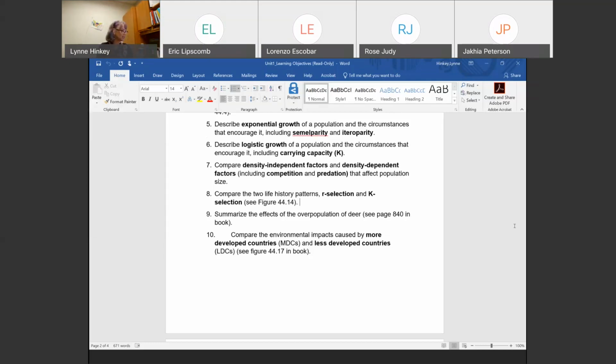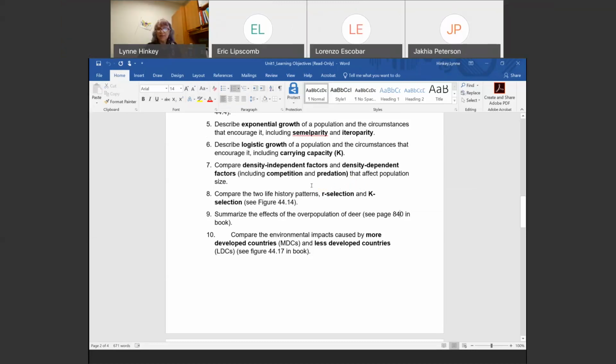Weeds are opportunistic species. That picture on page 839, figure 44.14. Again, if you see a specific figure or page number referenced in these learning objectives, make sure you go to that. So there's little or no care in these opportunistic species. They just want to get in there, take over as much as possible, with as great a number as possible. A few are going to survive, and we're going to do okay.